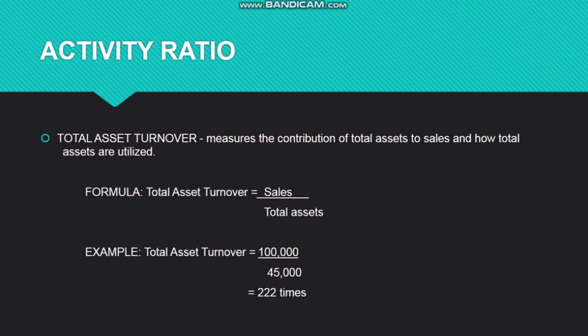Total asset turnover determines the ability of a company to generate revenue from its assets by comparing the net sales of the company with the total assets. Its formula is total asset turnover is equal to sales over total assets. Higher ratio is preferred as it reflects more efficient asset utilization. However, a low asset turnover ratio reflects the bad management of assets by the company. For example, the company has total assets of 45,000 and sales of 100,000. Therefore, its total asset turnover is 222 times. Next.